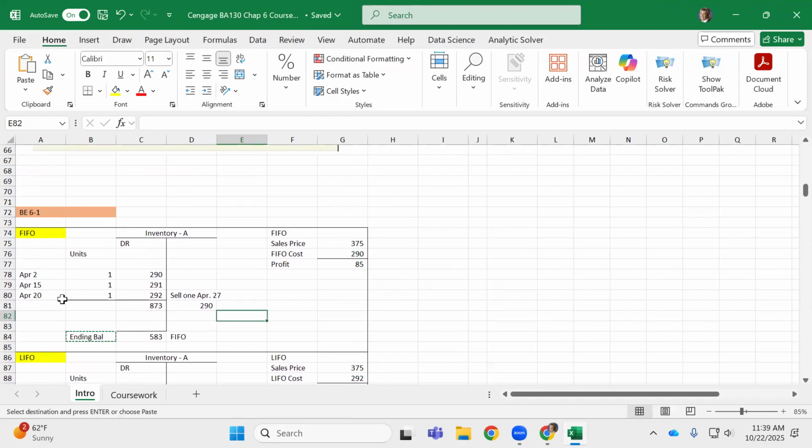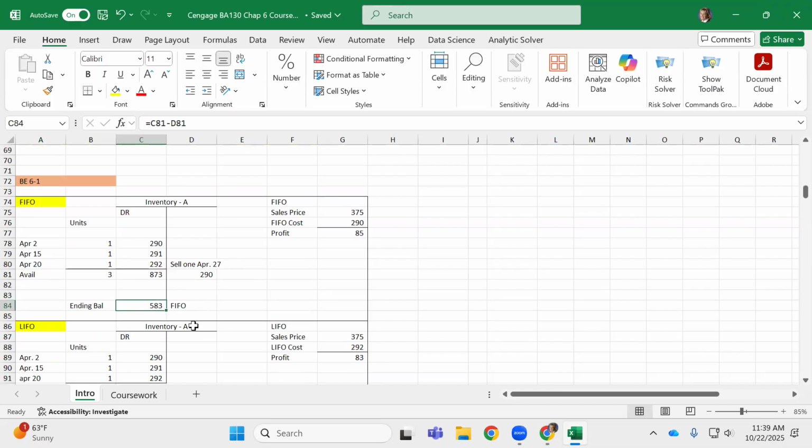Okay, it's always good to check the amount that's available. I recommend you do that when you're doing periodic. This is pretty much periodic right here. This is an explanation of how periodic works. We show how much is coming in, and there was nothing in the beginning balance. So beginning balance was 0. We had one purchase of the first one that was $290. Second purchase was $291, and the third purchase was $292. So those are 3 units available for $873.